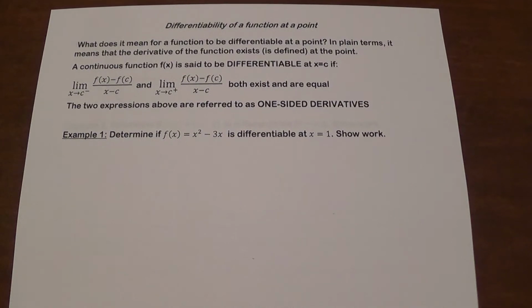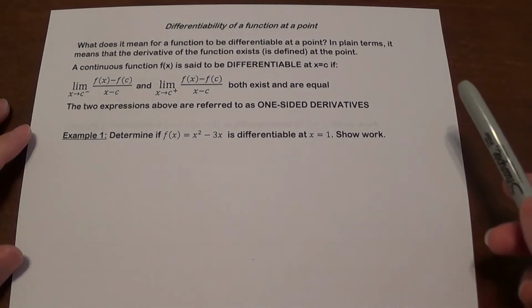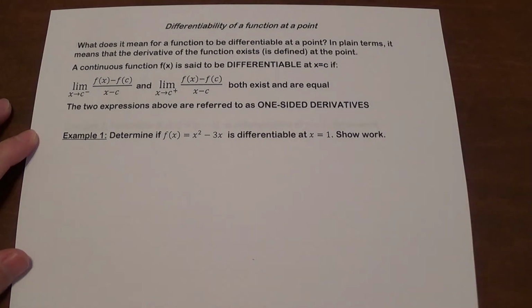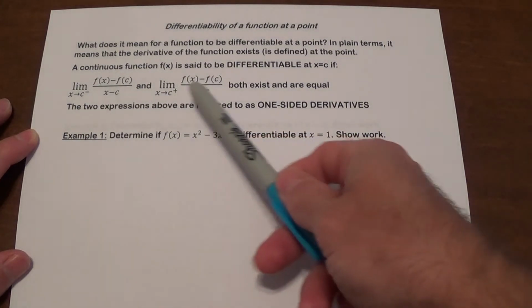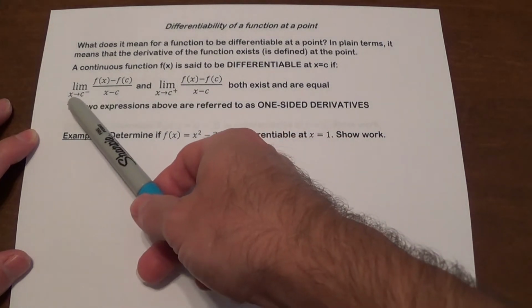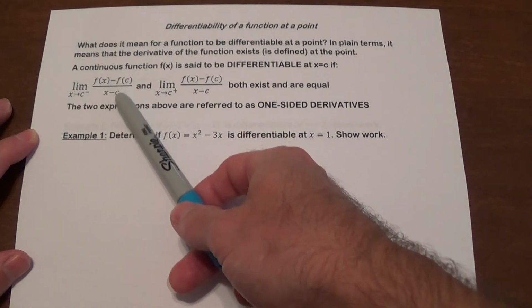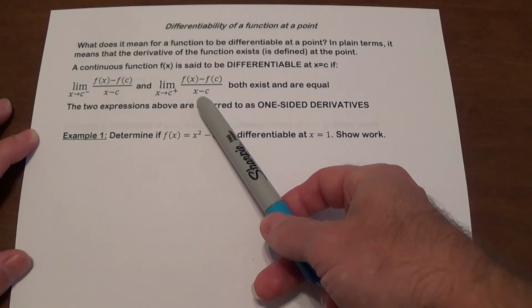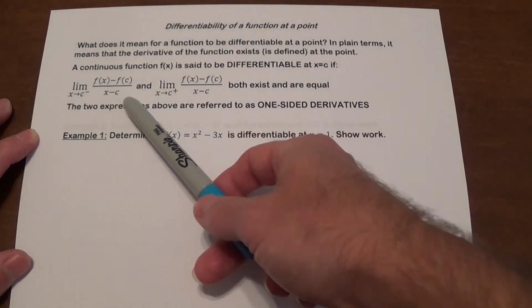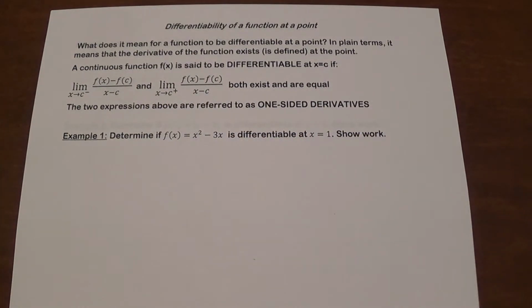Hi, we are going to talk about differentiability of a function at a point. So what does it mean? It means that the derivative exists, and one way to understand that is if a function is continuous, it's going to be differentiable if the one-sided derivatives, as x approaches c from the left of this difference quotient and as x approaches c from the right of this difference quotient, both exist and they're going to be equal.